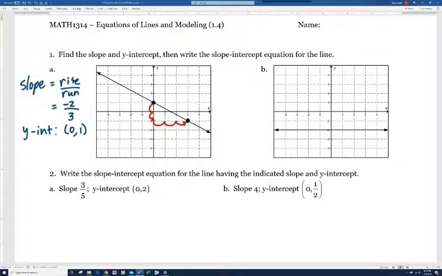Now the y-intercept's pretty easy to see. It's just where our line crosses the y-axis. That's the point 0, 1. All right, so let's go ahead and move on to B. And actually, this is one I hope you already know what the slope is just by looking at it. The slope. Oh, you know what? I was going to mention one other thing on part A.